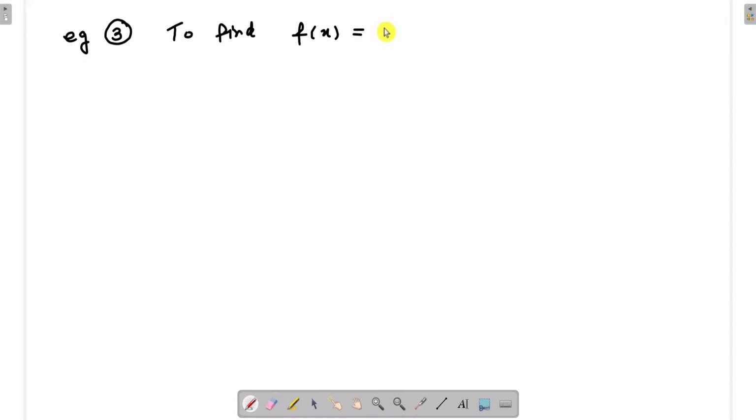So here we have to find the limit of f(x) equal to 1 by x square, where x is not equal to 0, and as x tends to 0. So what we have to do is look at the x and f(x) table first. So x, f(x), and f(x) is 1 by x square. Now suppose we take x equal to 1, you can see that f of 1 is 1 by 1 square, which is 1.